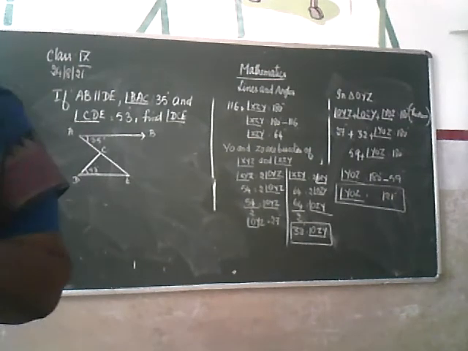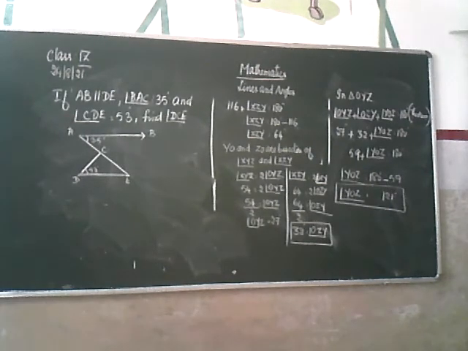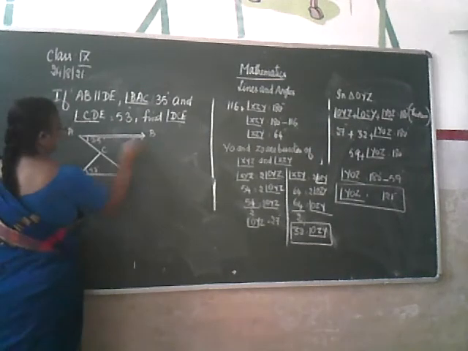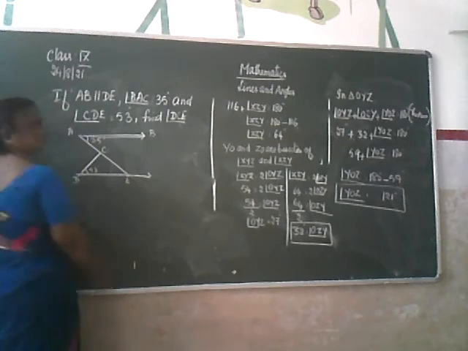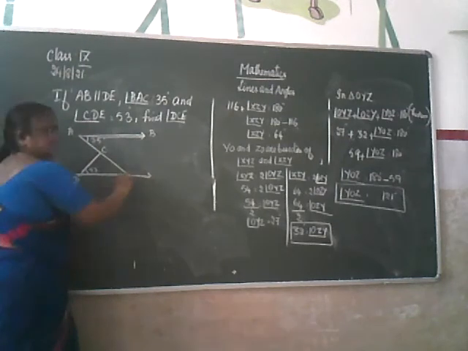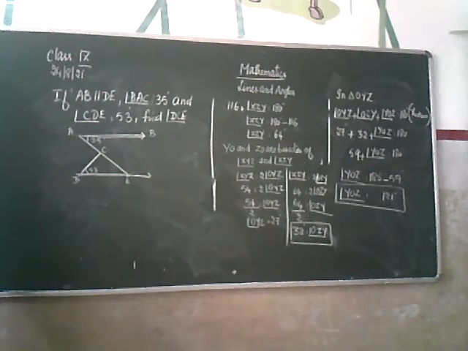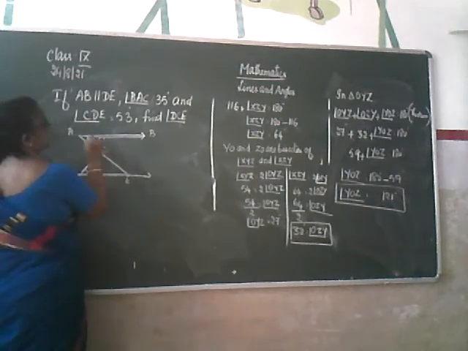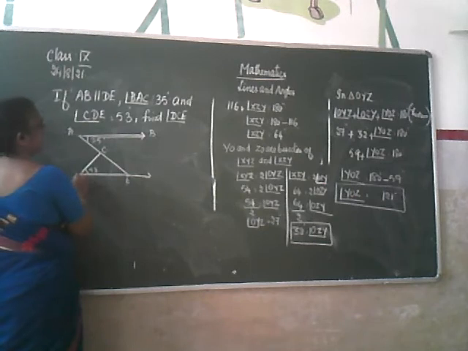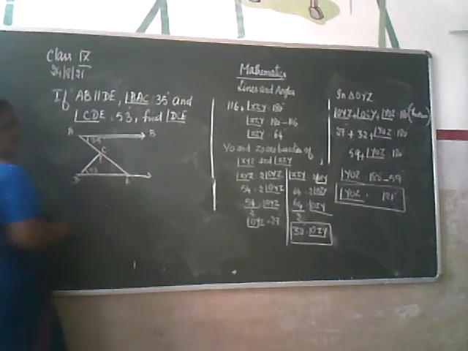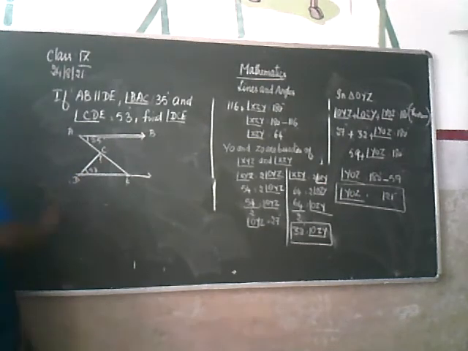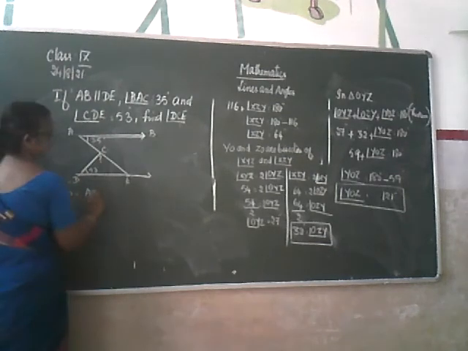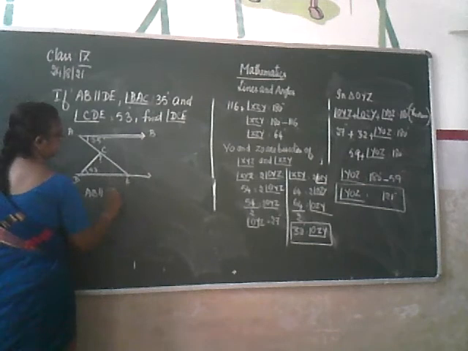So the next question is, here AB is parallel to DE. So these two are parallel lines. Okay. So this is the transversal, you can say. Then BAC is equal to 35, CDE is equal to 53. Find DCE. This you must find. Okay. So what is given? It is given AB is parallel to DE.